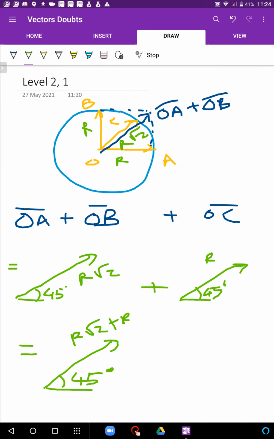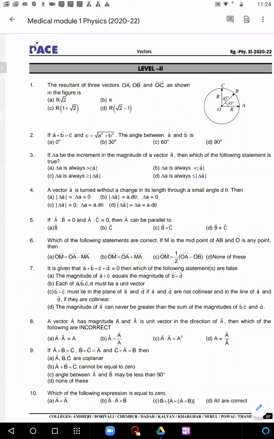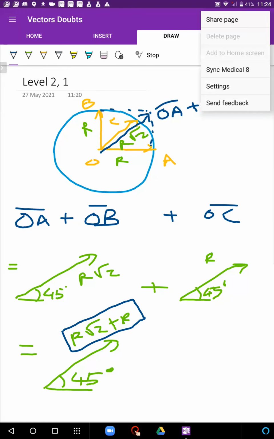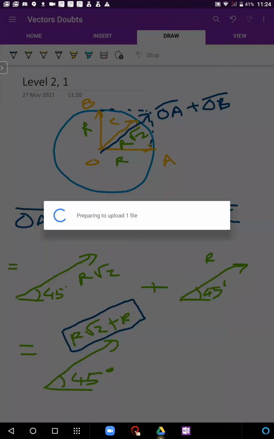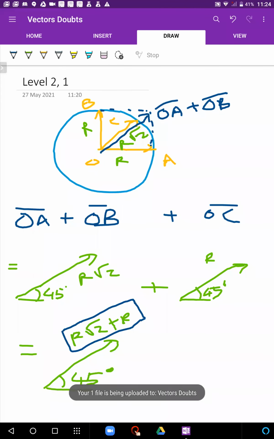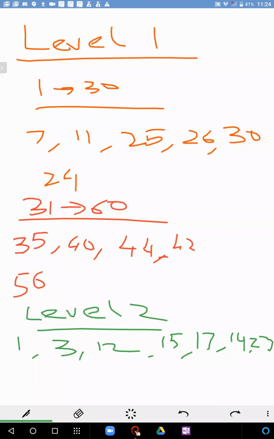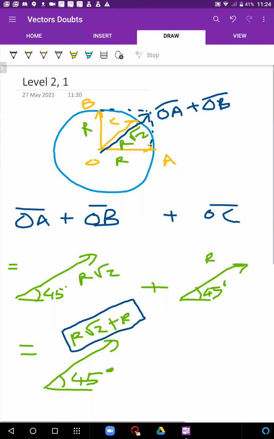It's simple. You could also resolve OC into components. I cap, J cap components में भी resolve कर सकते थे. Ultimately, magnitude यही आता था. R root 2 plus R would be the final magnitude. Option C. कोई डाउट है? क्लियर हो गया? जिसने भी पूछा है तो जल्दी पूछ लो. नहीं है.